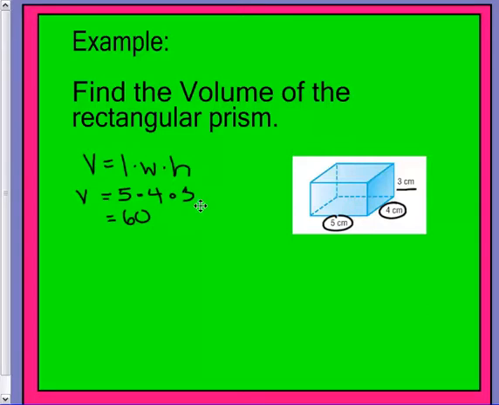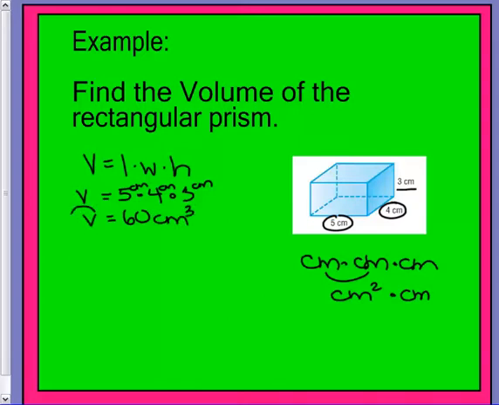And if we look at these, they aren't just 5, they're 5 centimeters, 4 centimeters, and 3 centimeters. So this time we're taking a centimeter times a centimeter times a centimeter. Well, before with area, we said a centimeter times a centimeter is a centimeter squared. So if we take it times a centimeter again, it's a centimeter cubed. So our volume would be 60 cubed centimeters.